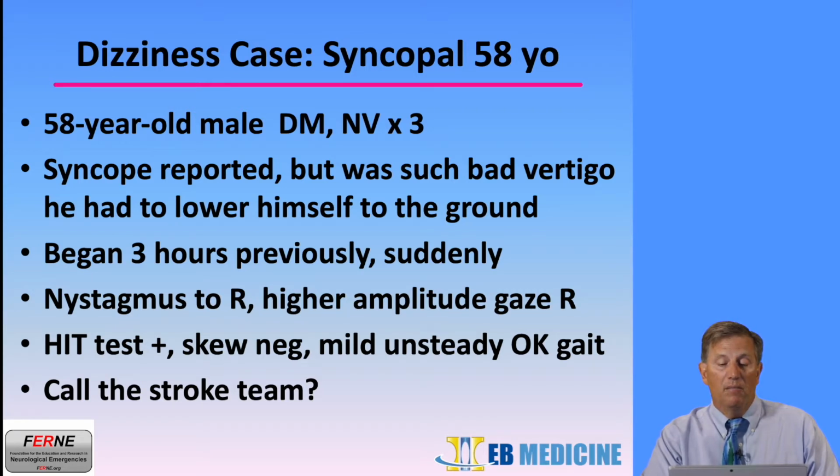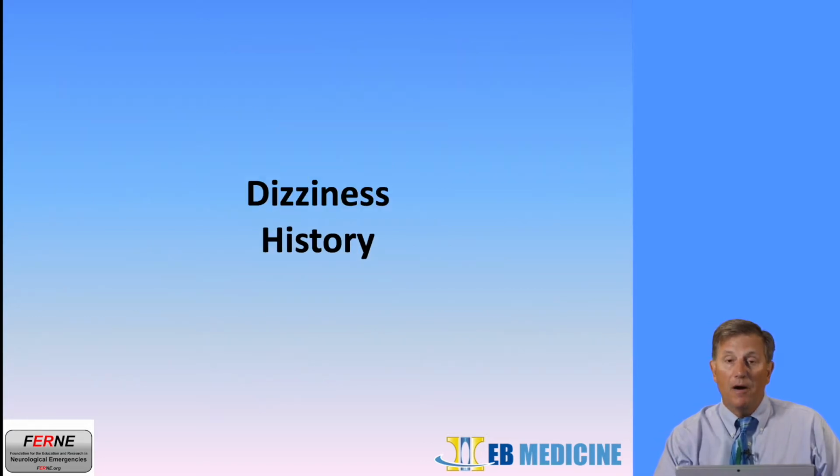It was sudden. He has nystagmus to the right and higher amplitude gaze to the right. His HIT test is positive. Skew is negative. He is mildly unsteady but has normal gait. Should you call the stroke team? I understand there's a lot of information in this brief presentation, but we will cover it today in our lecture. Our dizziness history.